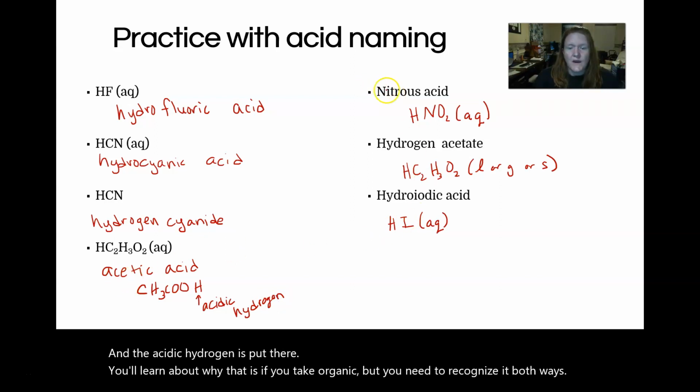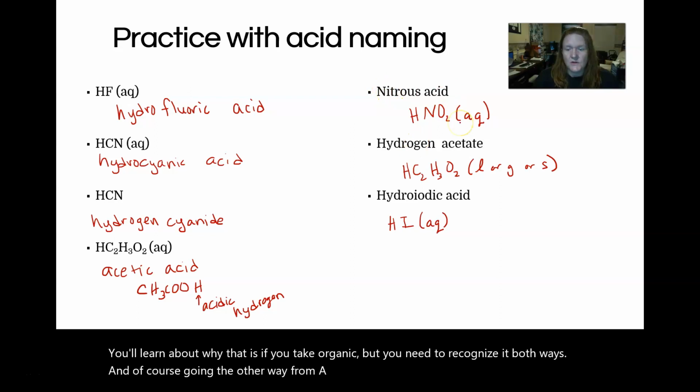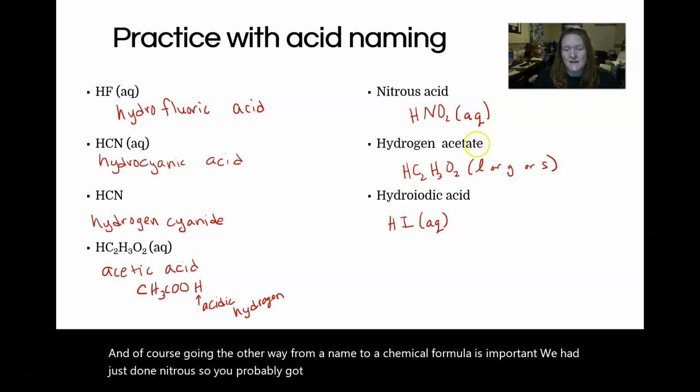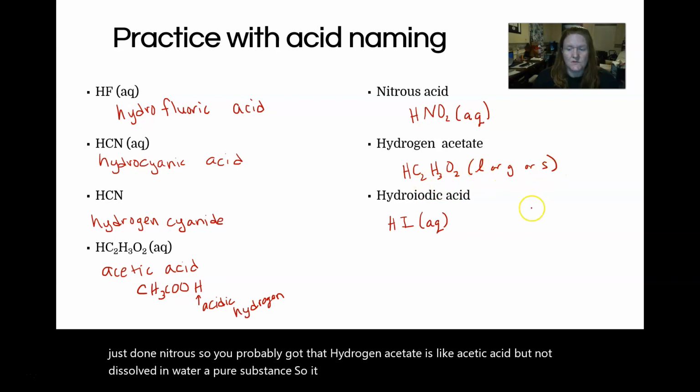And then, of course, going the other way from a name to a chemical formula is important. We had just done nitrous, so you probably got that. Hydrogen acetate is like acetic acid, but not dissolved in water, a pure substance. So it might be a liquid, a gas, or a solid. And of course, hydroiodic is an acid, and it's just made with iodine.